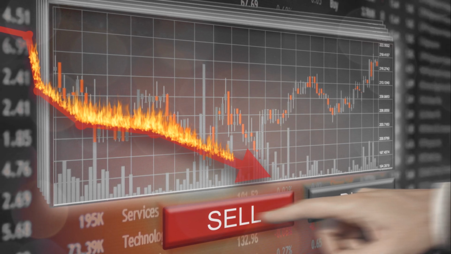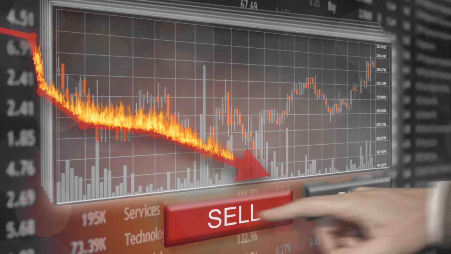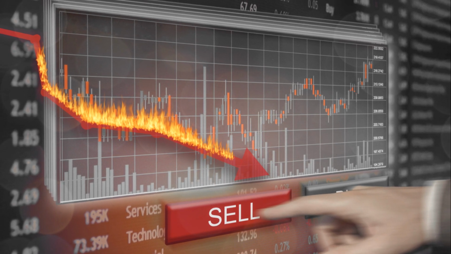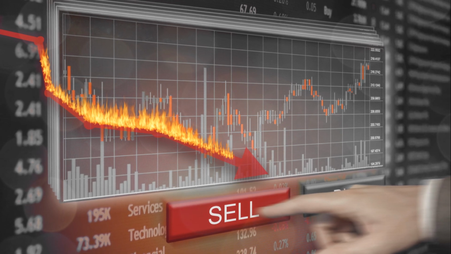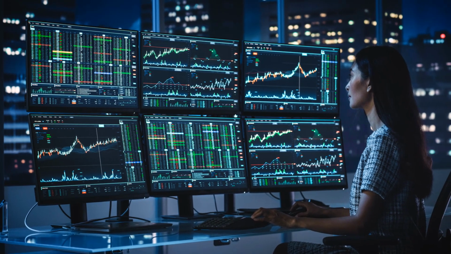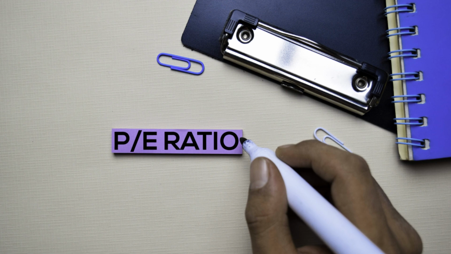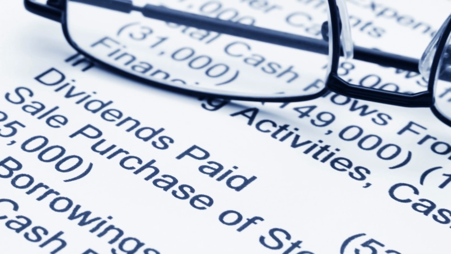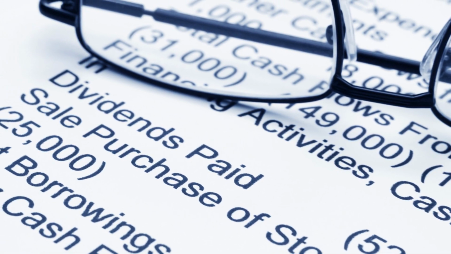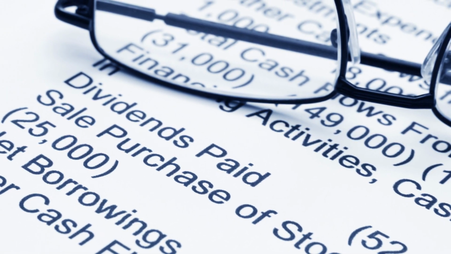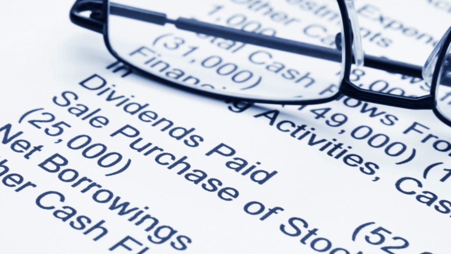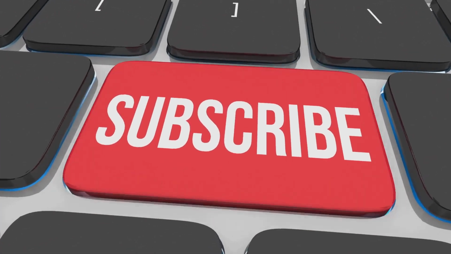On the other hand, a high PE ratio might suggest overvaluation, meaning the stock price is higher than its actual worth. It's crucial to do your homework and not rely solely on PE ratios. Look at other financial metrics such as debt levels and cash flow, and understand the company's business model before making any investment decisions.